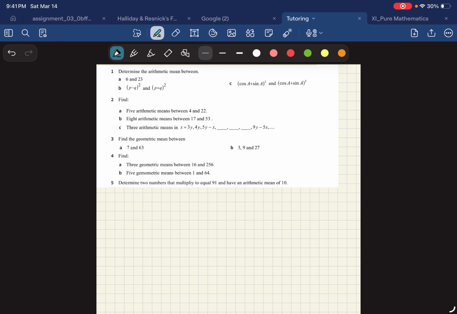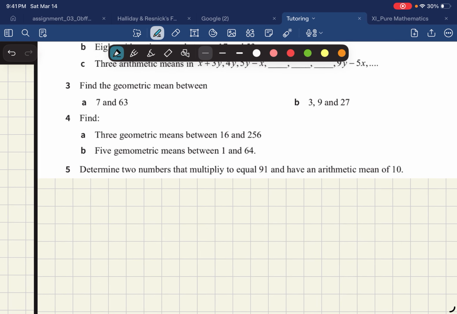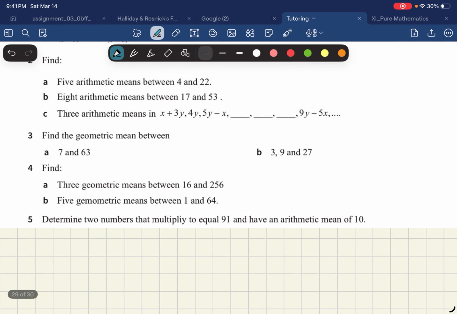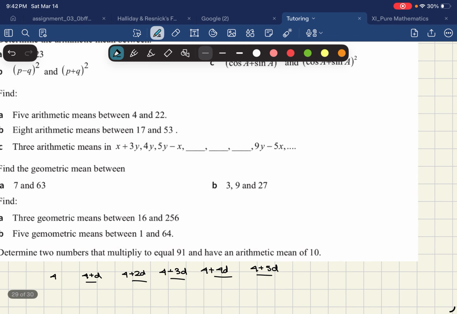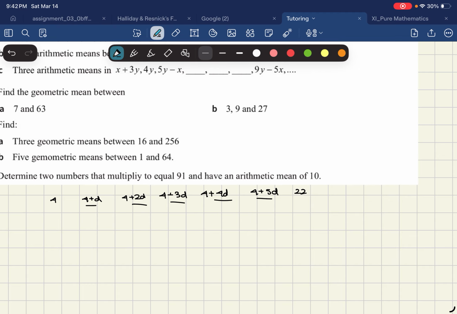Alright, so we are done with question 1. Question 2. Find 5 arithmetic means between 4 and 22. So basically, this is telling me that I have some value 4 plus d, 4 plus 2d, 4 plus 3d, 4 plus 4d, and 4 plus 5d. So these are going to be my 1, 2, 3, 4, 5 means. And then I have my ending term is 22.